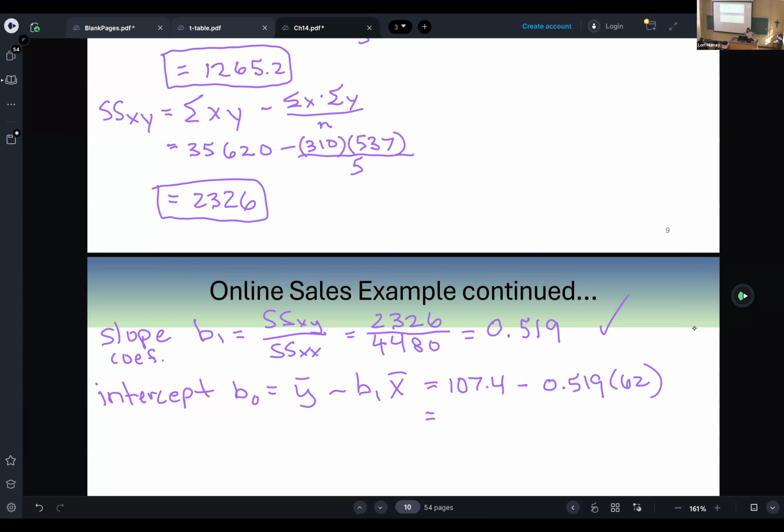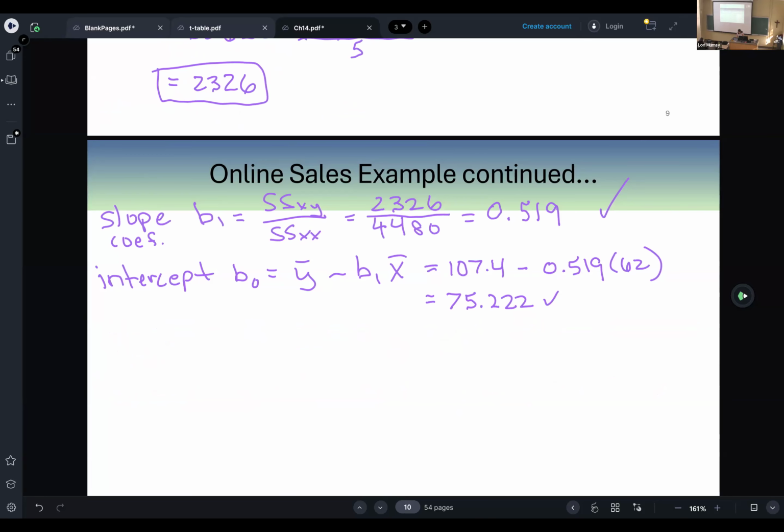74.822. All right, I get a little bit different. No, 7.4. We're close though. So 107.4 subtract 0.519 times 62. I get 75.222. You want to double check that? Everyone double check, 75.222. And we have our two numbers.